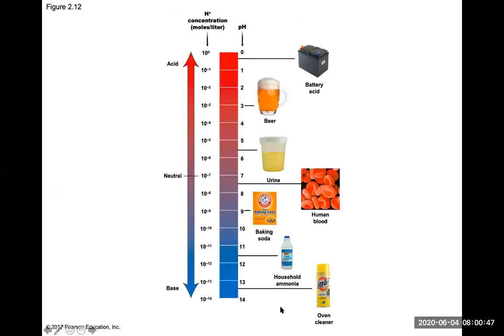So here's a pH scale. Neutral is about 7, so anything less than 7 we call acidic on the pH scale, and everything greater than 7 we call basic. Some acidic things: your urine is slightly acidic, beer, battery acids. Human blood is just about neutral on the pH scale. Baking soda is basic, ammonia is basic, and oven cleaner is basic.